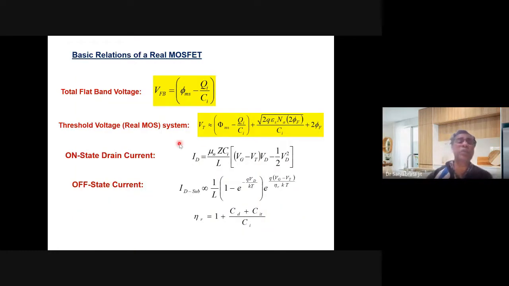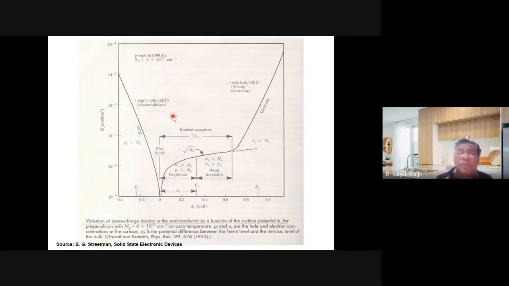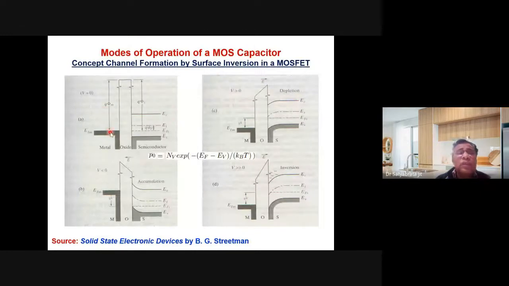Now, here are some important terminologies, that is the flat band voltage. You can follow any textbook for the definition. Flat band voltage is actually phi ms, the work function difference between metal and semiconductor. In this ideal case, we have considered the work function of the metal and the work function of the semiconductor to be the same, but for a practical one, they are not the same.